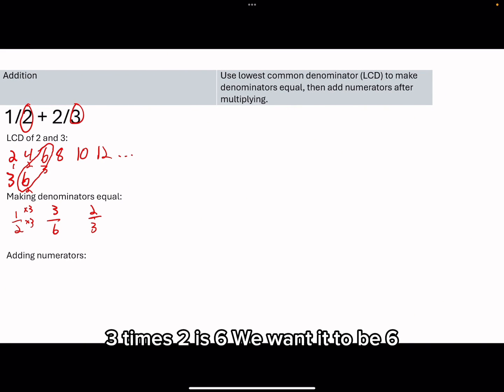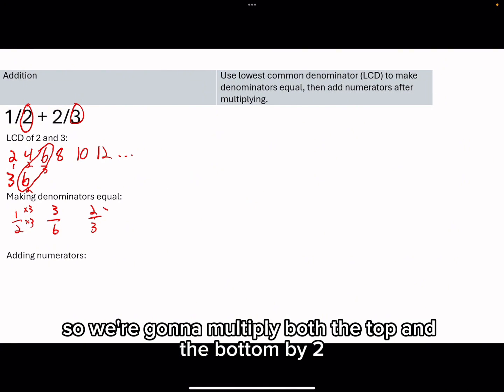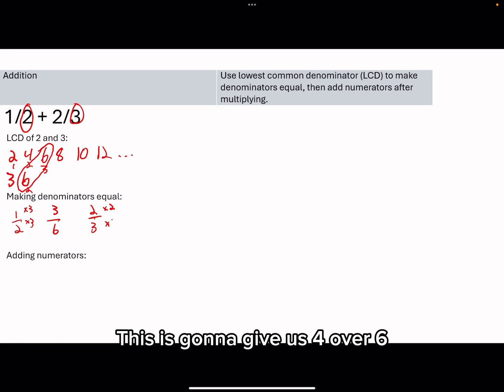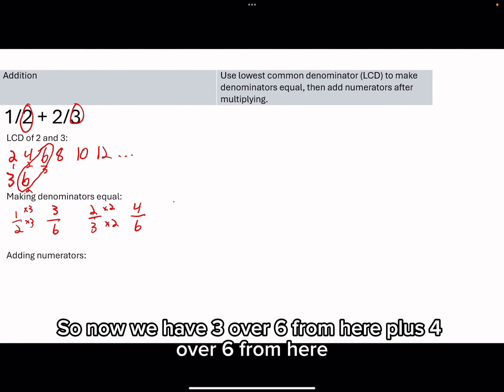3 times 2 is 6. We want it to be 6, so we're going to multiply both the top and the bottom by 2. This is going to give us 4 over 6. So now we have 3 over 6 from here, plus 4 over 6 from here.